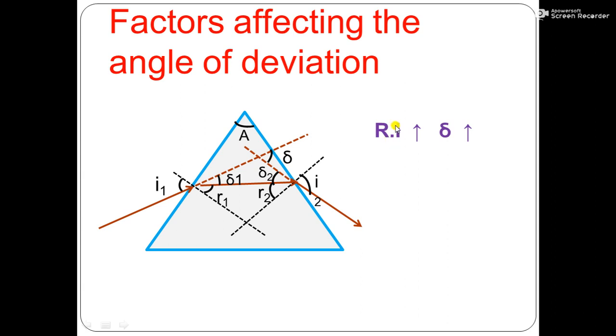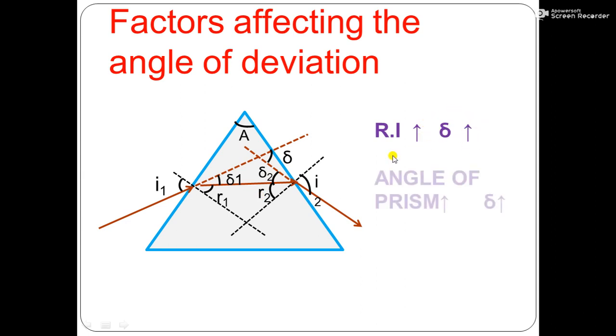Refractive index. First factor: as refractive index increases, the angle of deviation also increases. Refractive index means optical density. Optical density increasing means the ray will bend more towards the normal, and that angle is greater. So the angle of deviation is also greater.